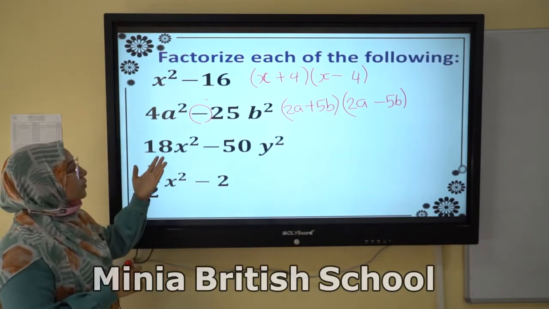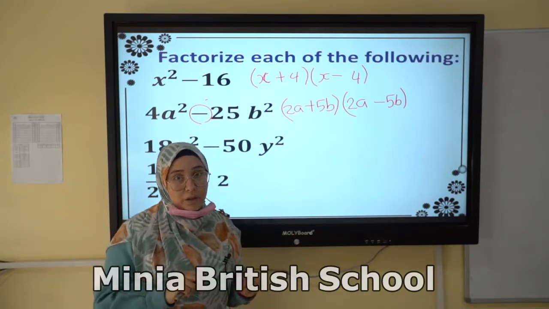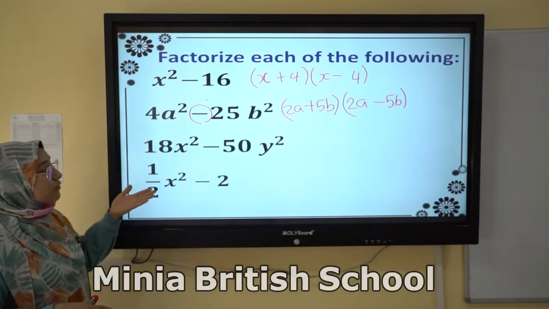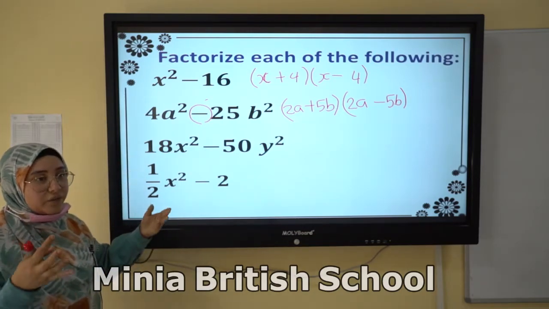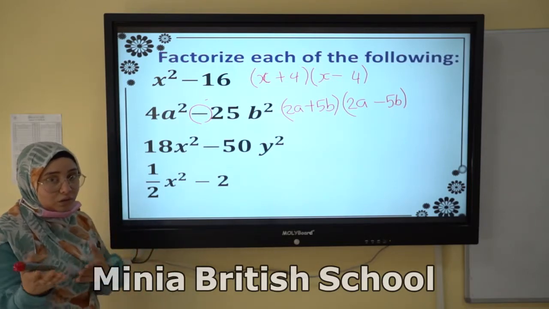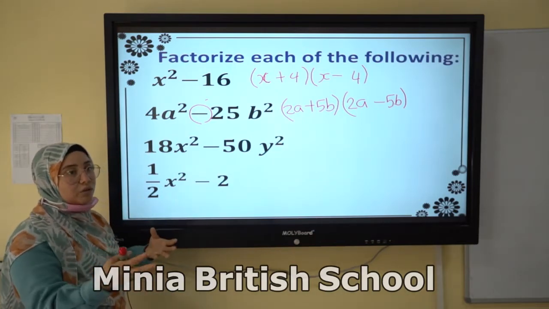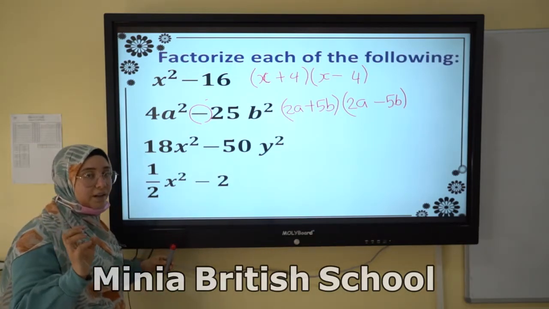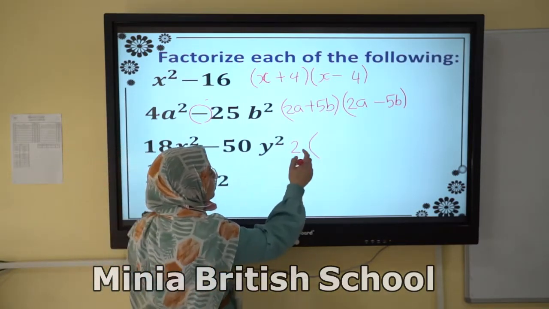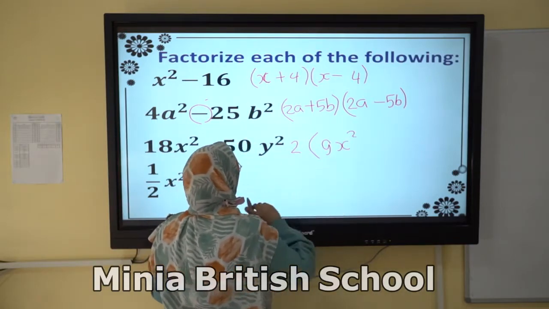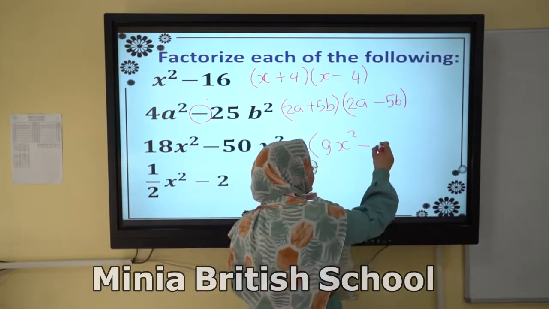Now here, 18x power 2 minus 50y power 2. This expression consists of two terms only, so this is called the difference between two squares. In the first step, you must check if you have a common factor or not. Yes, 18 and 50, all of them are even numbers, so you can take 2 as the highest common factor. If you take 2 outside, 18x power 2 divided by 2 equals 9x power 2, minus 50y power 2 divided by 2 equals 25y power 2.